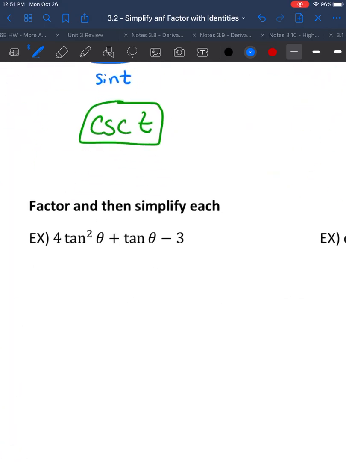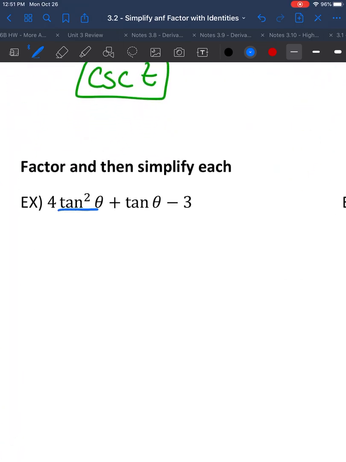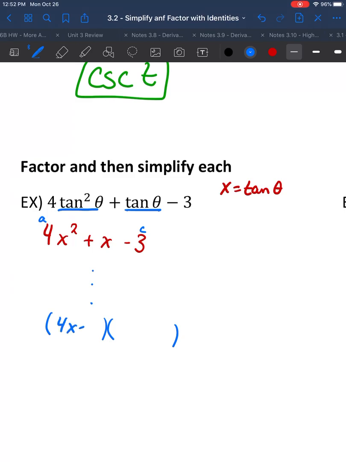So let's look at our examples. Tangent has me confused, so instead let's use x in place of tangent. So this would say 4x squared plus x minus 3. Now I can factor like normal, however you factor. If you do box method, if you do guess and check, if you do a times c that adds to b, however you factor, we end up with 4x minus 3 and x plus 1.